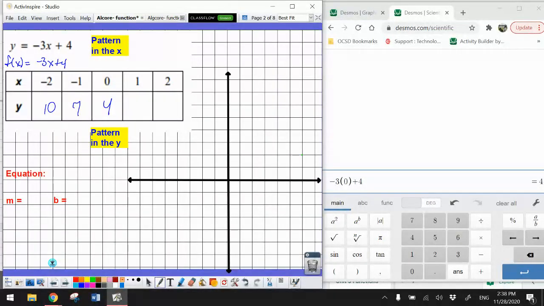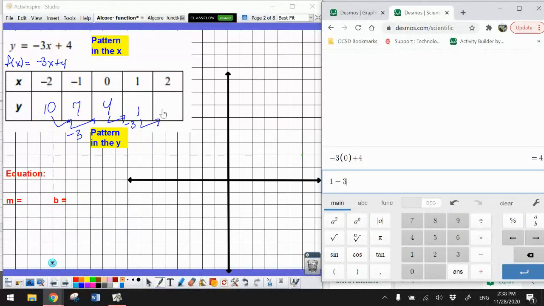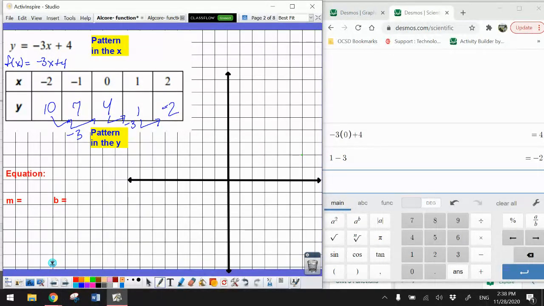Now, I want you to take a look at this real quick and tell me if you see a pattern, because we're going from 10 to 7, 7 to 4. Pretty sure we're subtracting 3. So 4 minus 3 would be 1. 1 minus 3, if I need help with that one, I can do 1 minus 3 is going to give me negative 2. So this pattern holds. So my pattern of the y is negative 3. The pattern of the x, that's positive 1.